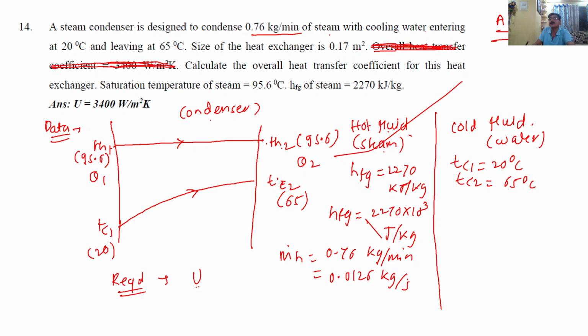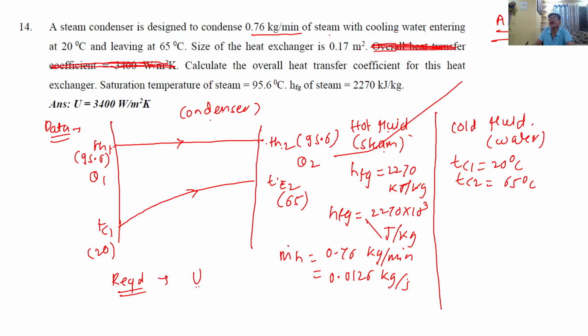Now, how to approach to this problem? If you see the data, out of 4, 3 temperatures are given to you. So if 3 of 4 temperatures are known to you, you can use both the methods. But which one is the easier method? LMTD method. So I will go by LMTD approach for this problem. In last problem, two temperatures are unknown. So we don't have any other option but to go for epsilon NTU method. But in this case, out of four, three temperatures are known, I can use LMTD approach because it is easier.